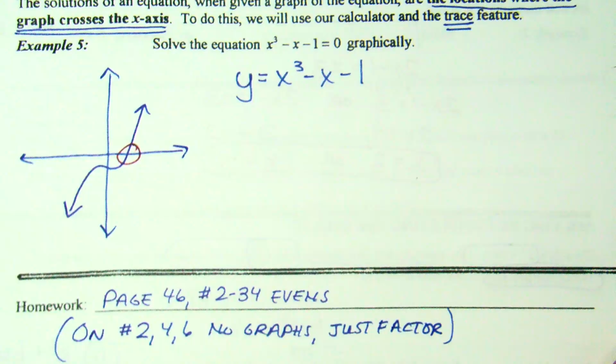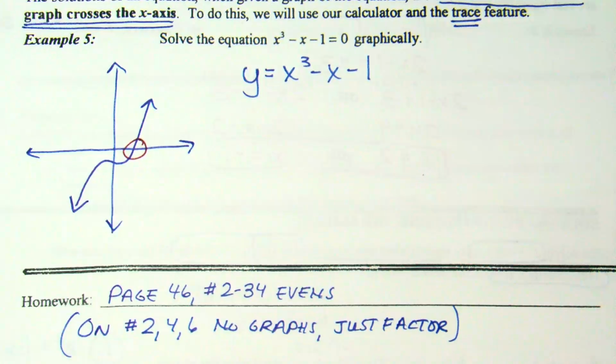Plan on the homework due tomorrow, but I will also plan to take questions. So work through the homework, 2 through 34 evens. On 2, 4, and 6, it probably says check graphically. Don't. Just factor.